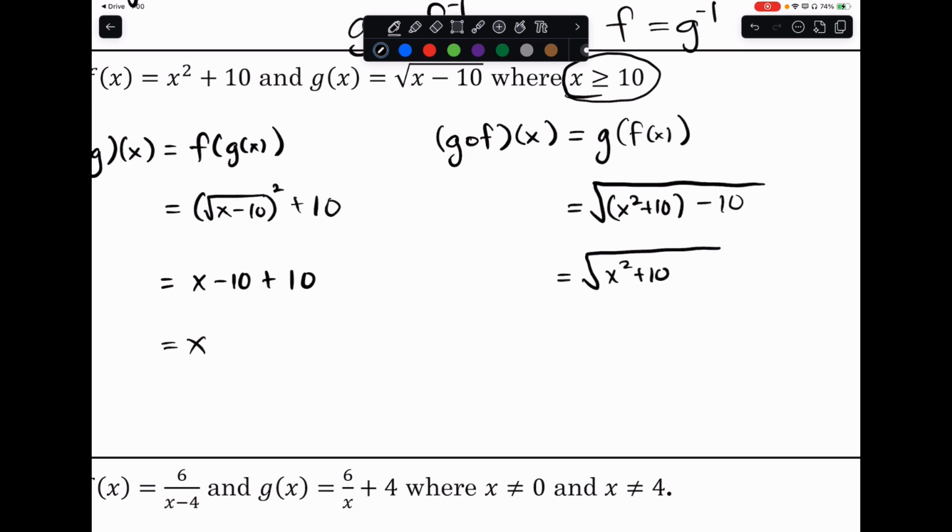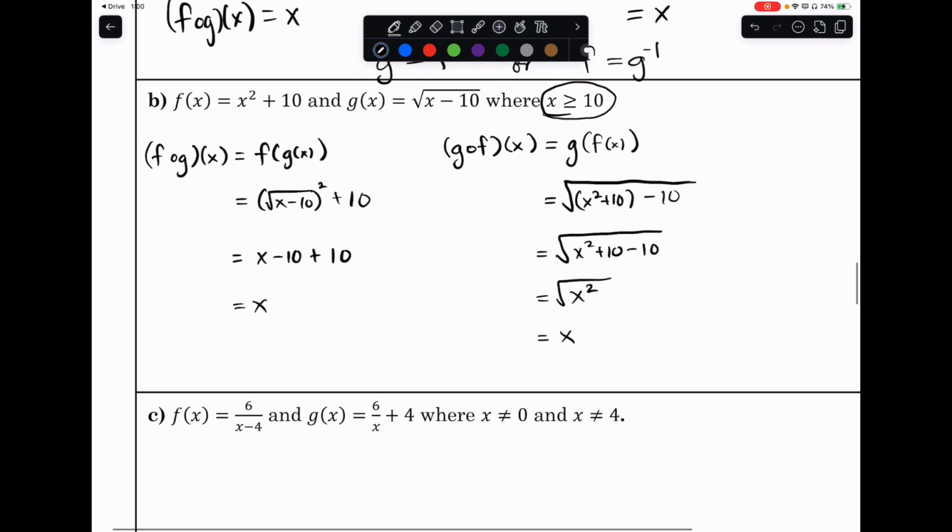If I get rid of the parentheses by distributing a positive 1, because there's an imaginary 1 right here, and multiplying both of these things by 1, we end up with this. Then the 10s cancel each other out, so that's equal to 0. And the square root and x squared, again, are inverse operations, so they cancel each other out, and I only end up with x. So there, we have proven that f and g are in fact inverses of each other. And we can say that either g is the inverse of f, or f is the inverse of g.